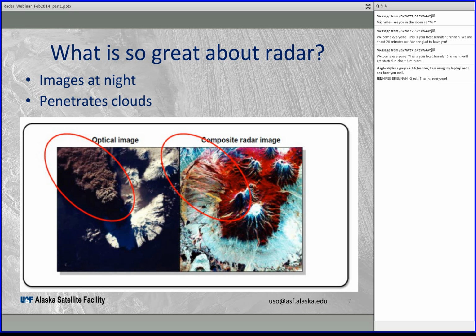As I stated, radar is an active sensor and thus can image at night using microwaves, which are sufficiently long enough in wavelength to penetrate cloud cover. This image compares an optical image to a radar image of a volcano. In the optical image, only the top of the ash plume is visible, but using radar, we can see through the cloud and image the ground surface.